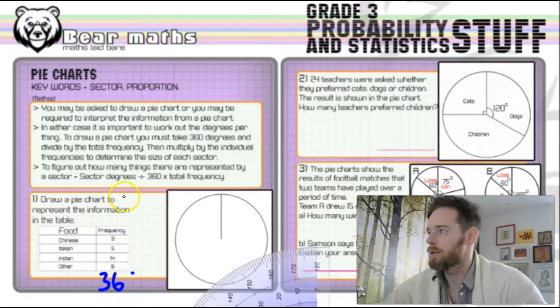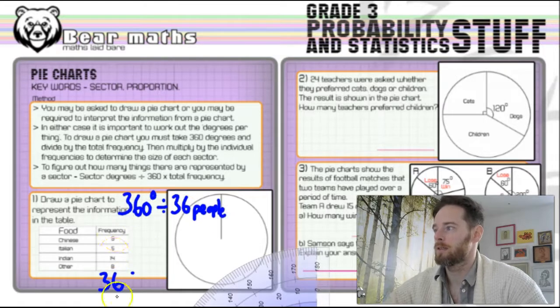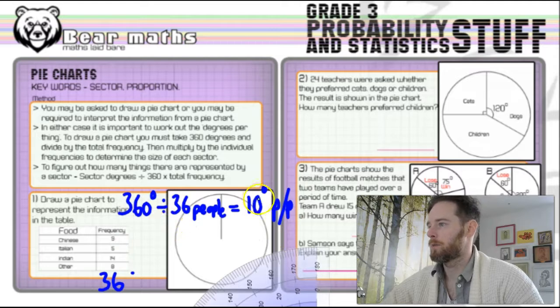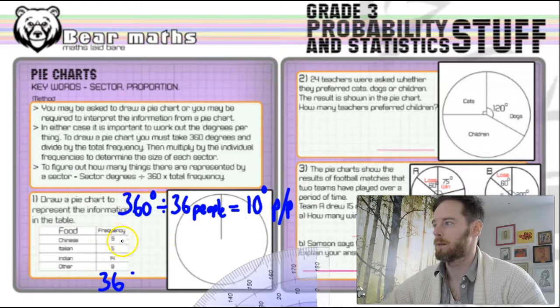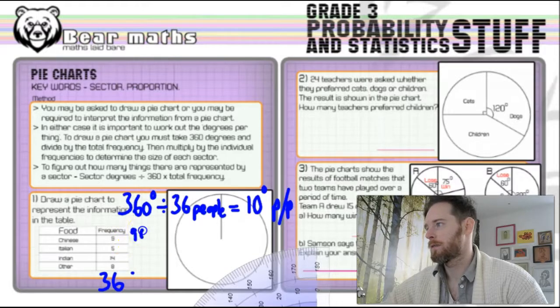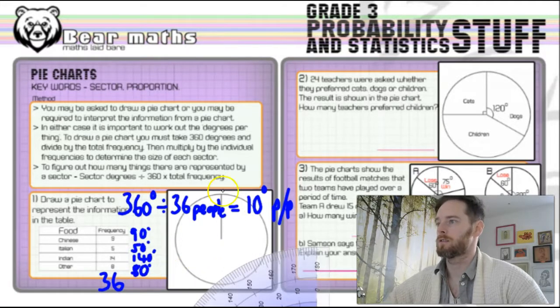Okay, so what we do is we take the 360 degrees that the circle is, and we divide by those 36 people, or things, or whatever this thing is, the frequency adds up to, that's the units there. That's going to give us 10 degrees per person, okay? So that is what we need to multiply each one of these frequencies by, to work out the size of each sector. So we're going to get 90 degrees, 50 degrees, 140 degrees and 80 degrees. Those are the sizes of the angles that we need to draw.